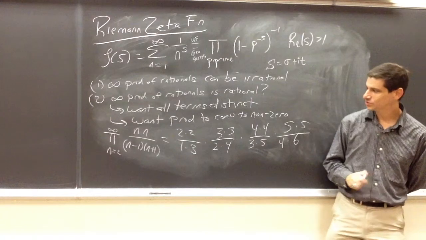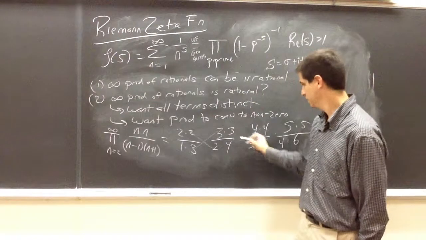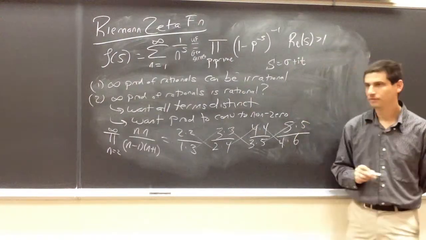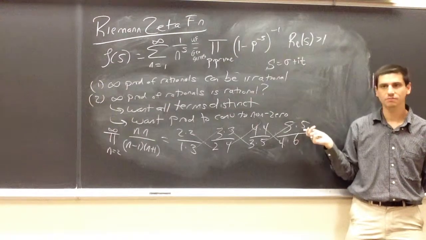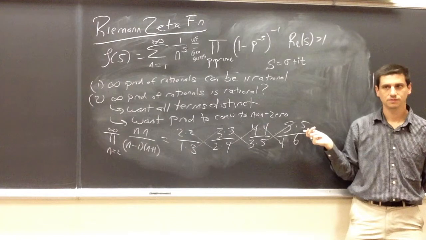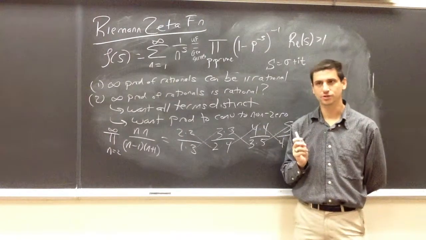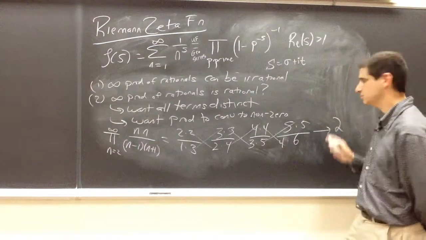Now if we see what goes on here, these 3s cancel with that, these 4s cancel with that, these 5s cancel with that. And what is this little number over here in the end going to become? It's going to go to 1. So what's this whole product going to go to? It's going to converge to 2.